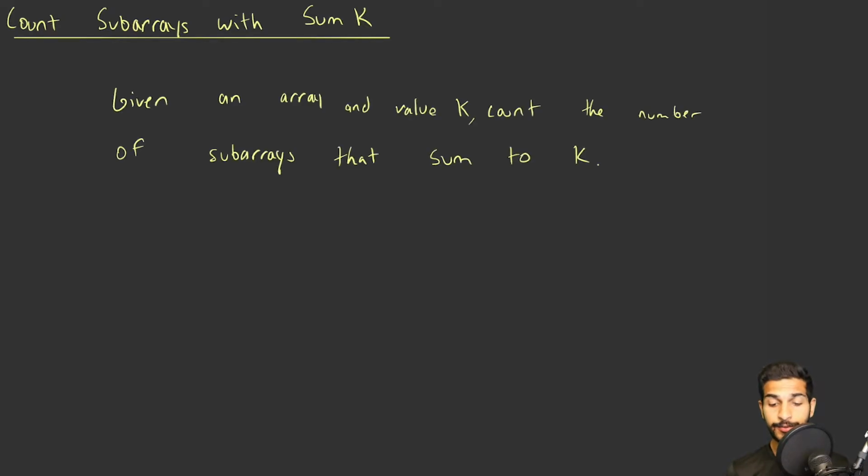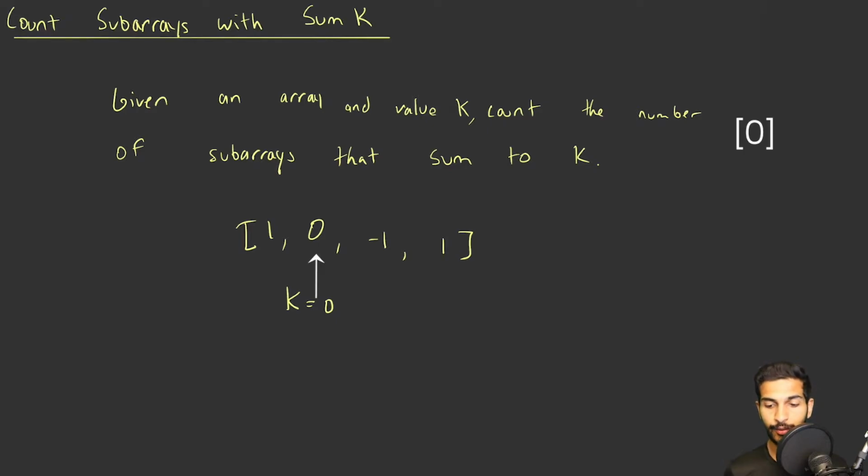The problem description is: given an array and value k, count the number of subarrays that sum to k. So implicitly, we know that this array will consist of integers, and k will also be an integer. Let's look at an example. We have the array 1, 0, -1, 1, and we have k equals 0. So let's see which subarrays sum to 0, and I chose one that's size 4, so it's easy to look at by eye. So let's start from the beginning.